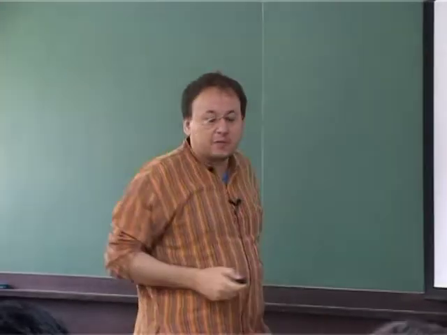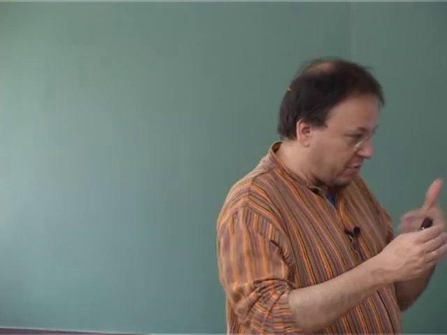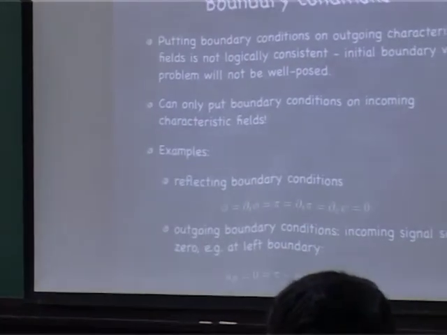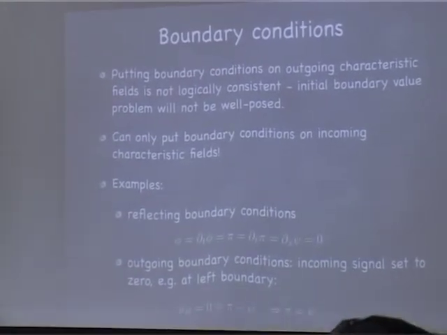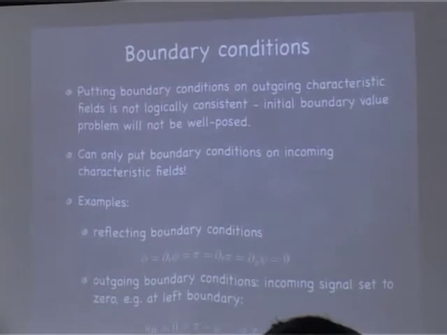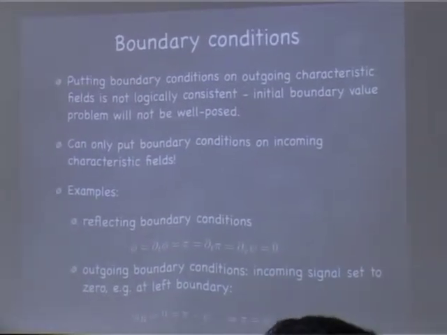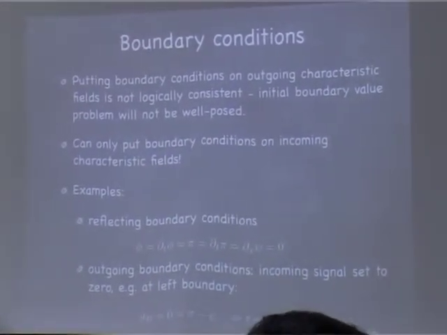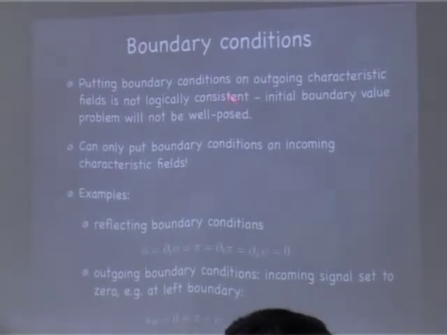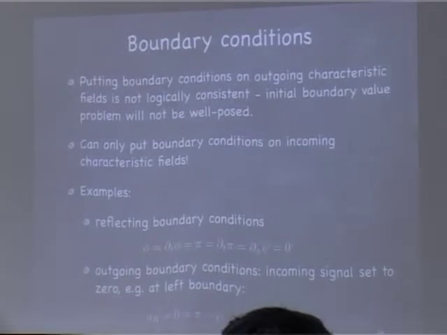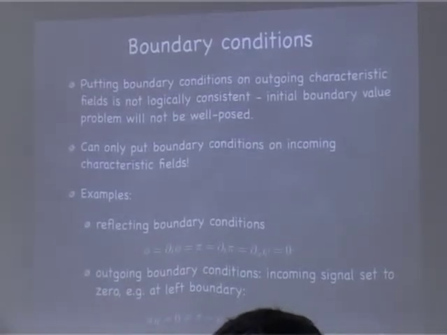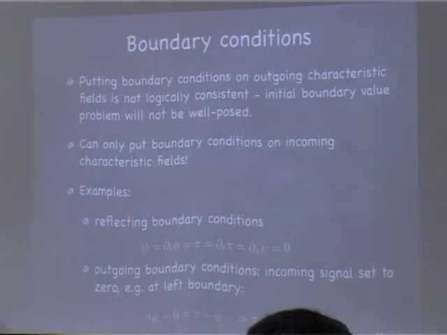So we talked a lot about these characteristic fields, these characteristic variables, right? The linear combinations of variables which propagate with a particular speed. And so now these are also very relevant for putting boundary conditions, because you can easily see that putting boundary conditions on the outgoing characteristic fields is not logically consistent. And for that also, the initial boundary value problem will not be well posed.